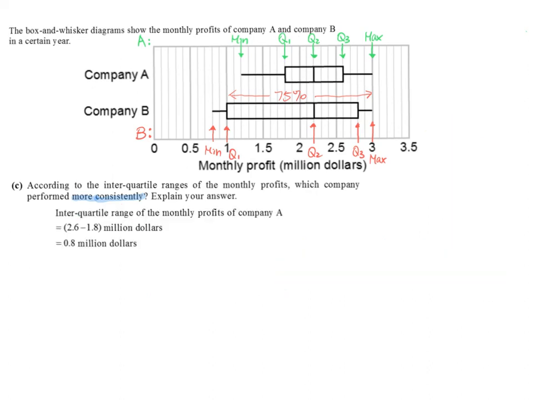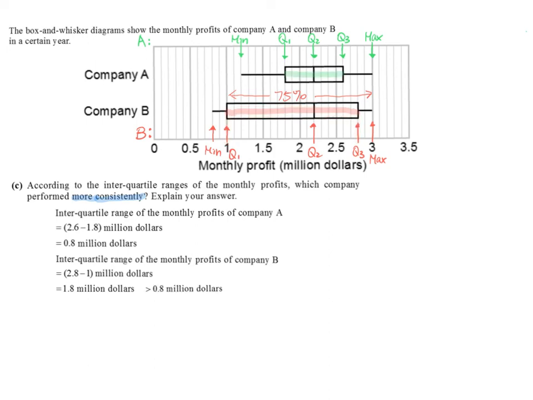So for company A, it would be this difference, 2.6 minus 1.8. And for company B, it would be this difference, 2.8 minus 1.0. Obviously, if you compare the two, company A's interquartile range is smaller, right? And therefore company A performed more consistently.